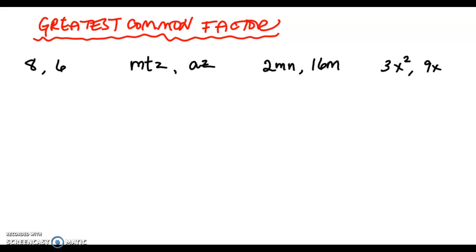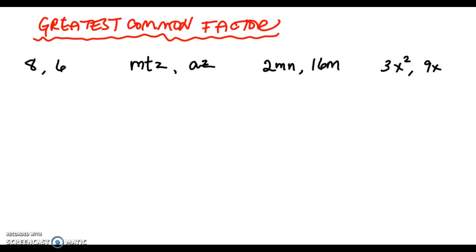Okay, so let's look at the greatest common factor. When we're asked to factor, this is always the very first thing we look at. Is there something common between the two terms or the three terms or the four terms that are in front of us? Okay, so I've got four different options for us to look for a greatest common factor.